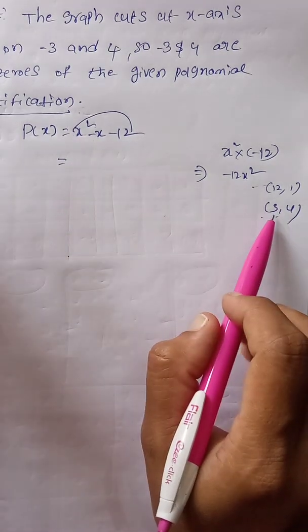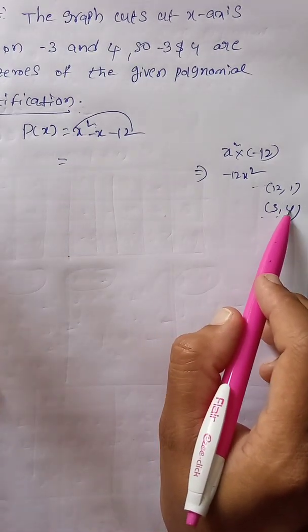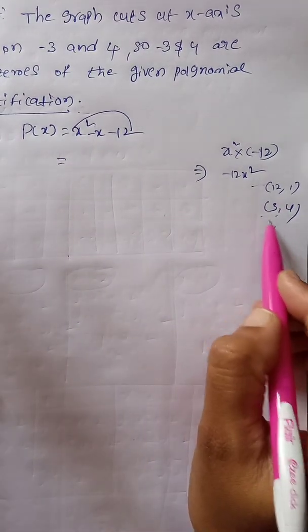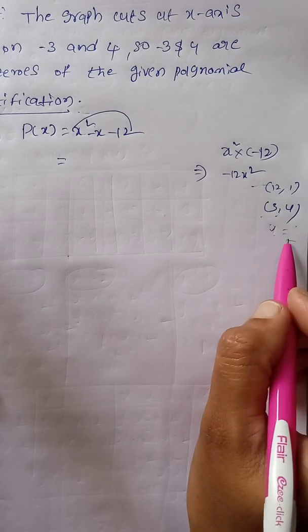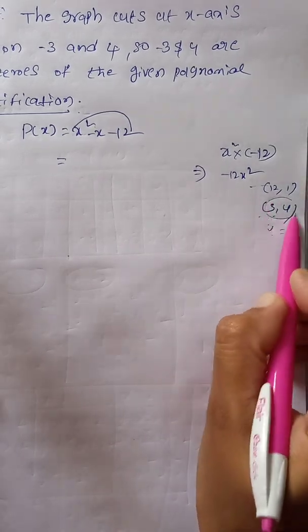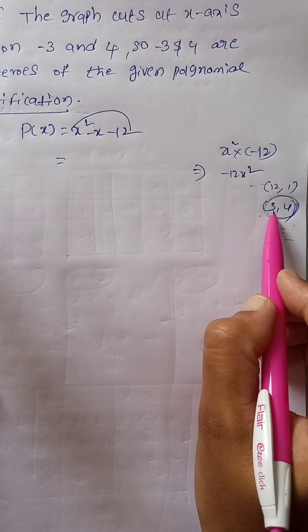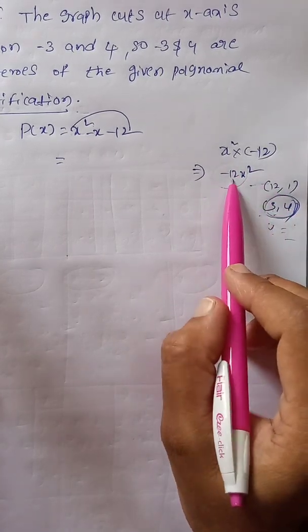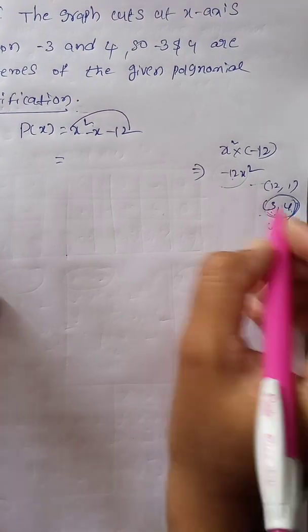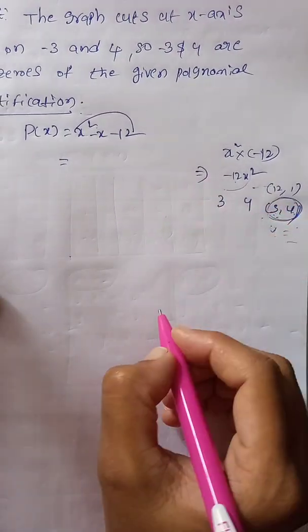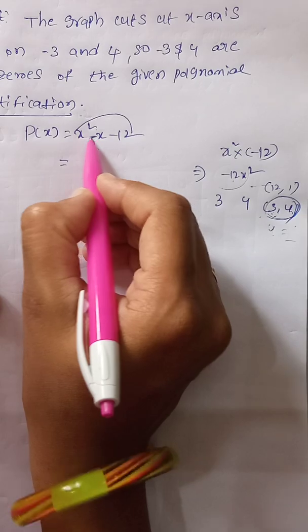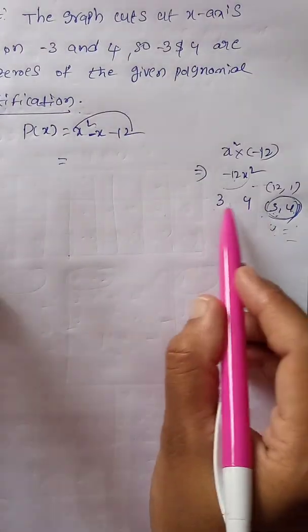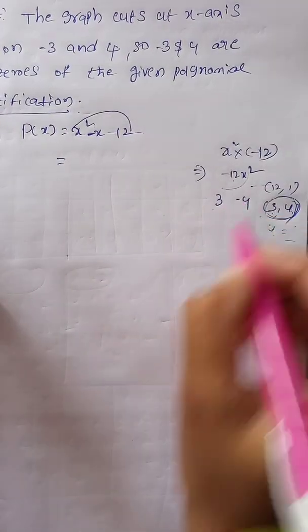If you subtract 3 from 4, or 4 minus 3, we will get 1. So we have to consider this pair. If you multiply, you have to get this one: 12 ones are 12 and 3 fours are also 12. So we take these two values, 3 and 4. Here we have a negative symbol, so for these two numbers, for the bigger number, put the negative symbol.